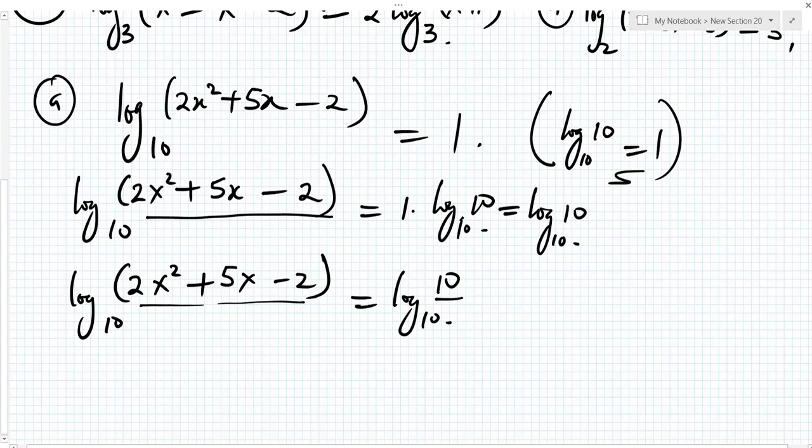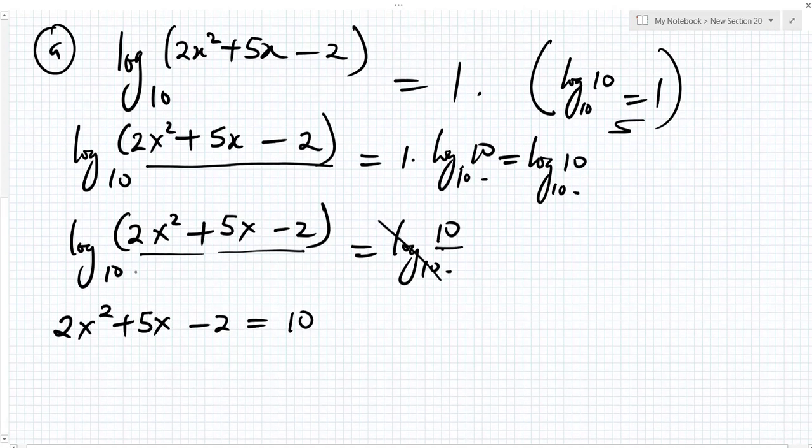So this expression is equivalent to this. So we have 2x² + 5x − 2 equal to 10. Since this is log to base 10, log to base 10, if you cancel out this, you're left with this equal to this. So that is how we arrive at that. But I will not cancel it out. I'm just trying to eliminate this so that you see that this value here is equal to this value here, with a proper comparison.